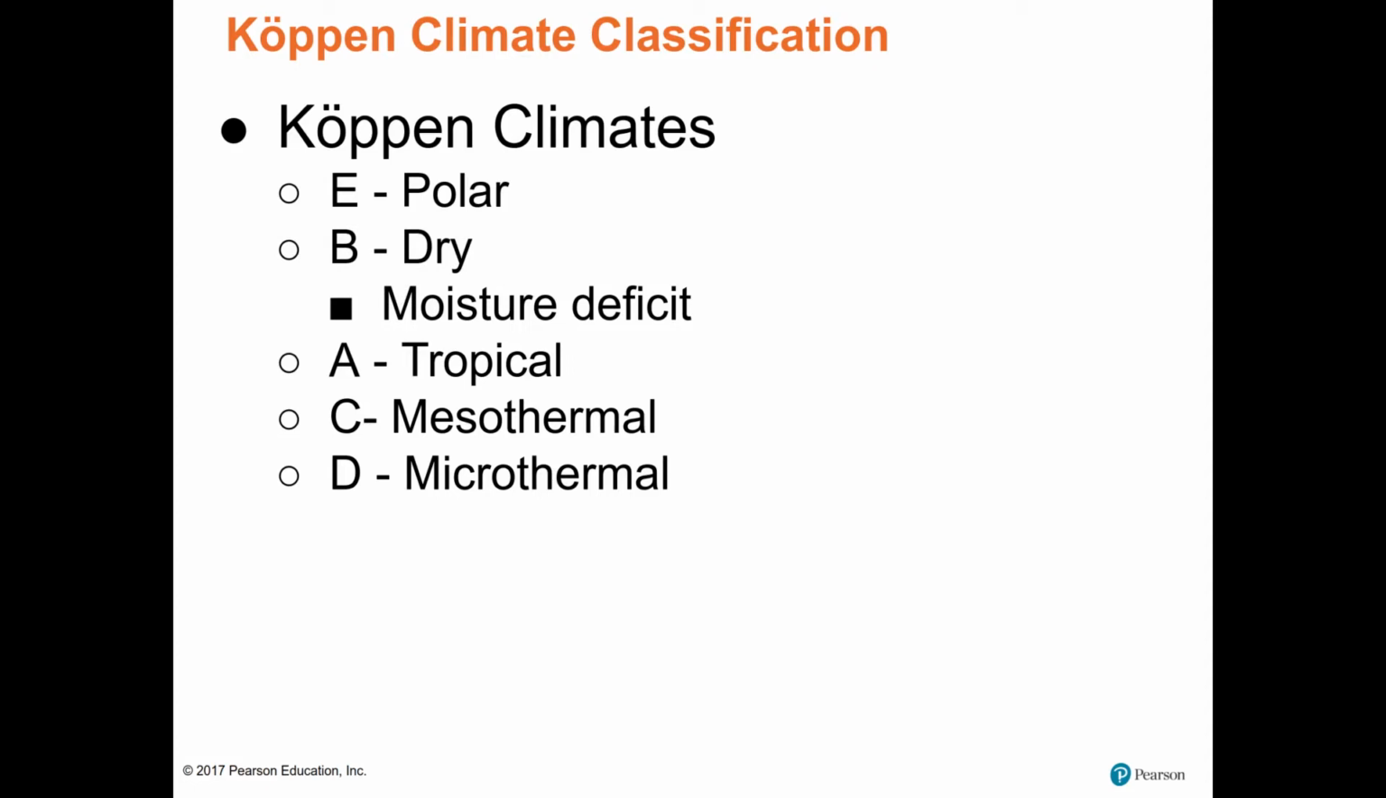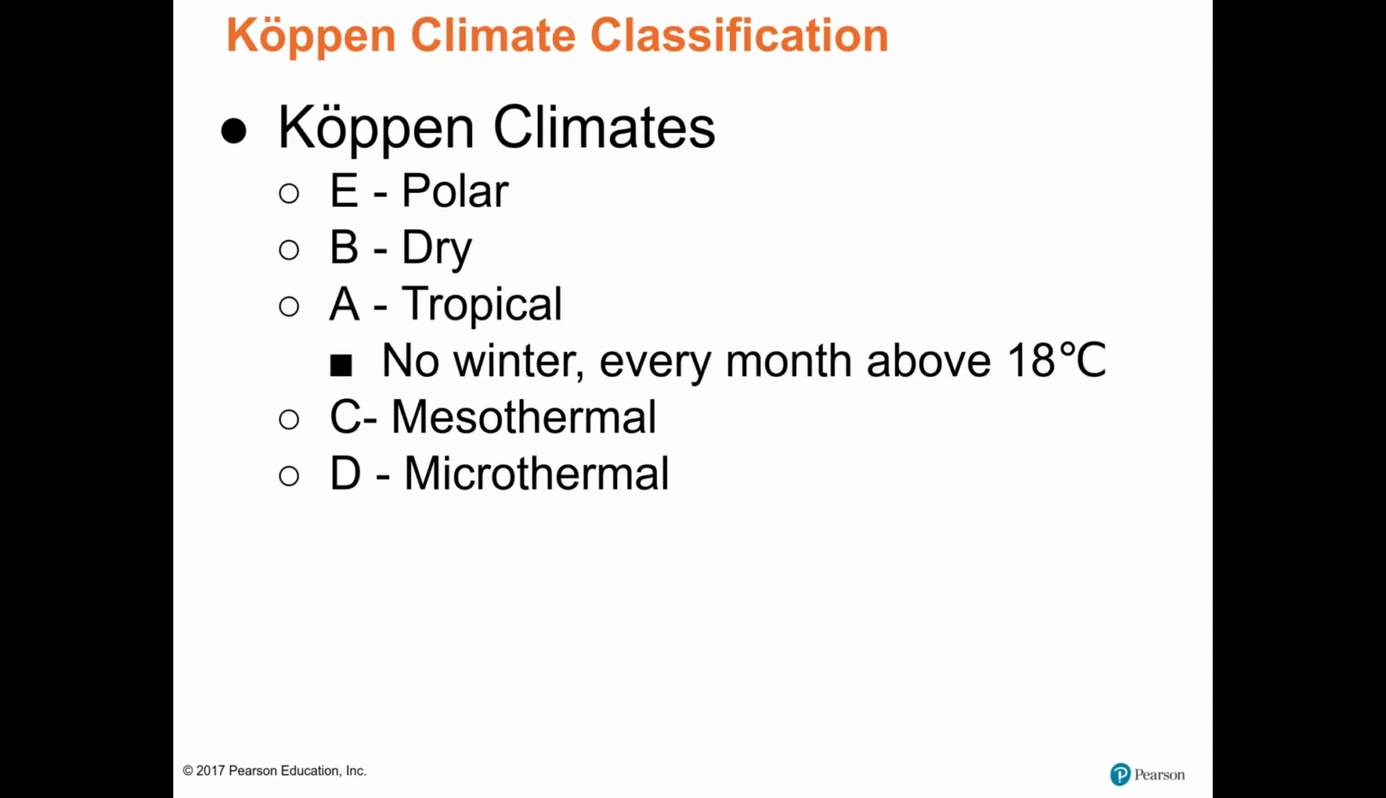You check to see, is it a dry climate? You do the math to see if there is a moisture deficit. If there is, then you keep going down the path with dry climates. If you don't find that moisture deficit, if it doesn't meet the criteria to be a dry climate, then you go to the next climate.